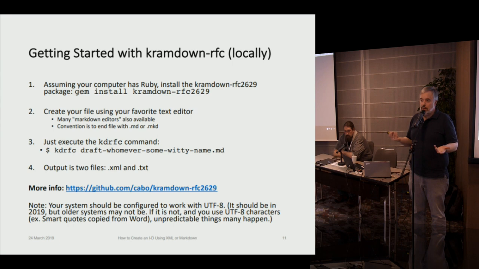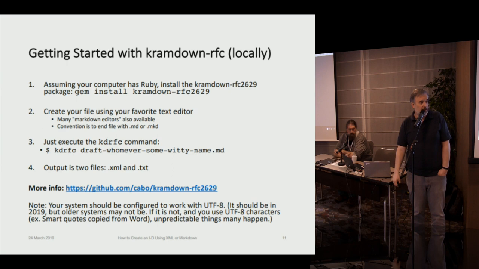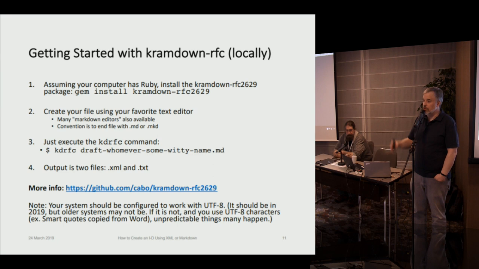You create a markdown file with whatever text editor you want to use, ending with .md or .mkd, and then you run this one simple command, kdrfc, kramdown-rfc, kdrfc, and the markdown file name, and that's it. It generates an XML file for you, and it generates your text file for you. It has all of the appropriate formatting. You can submit directly from those files. You can submit them directly into the data tracker.